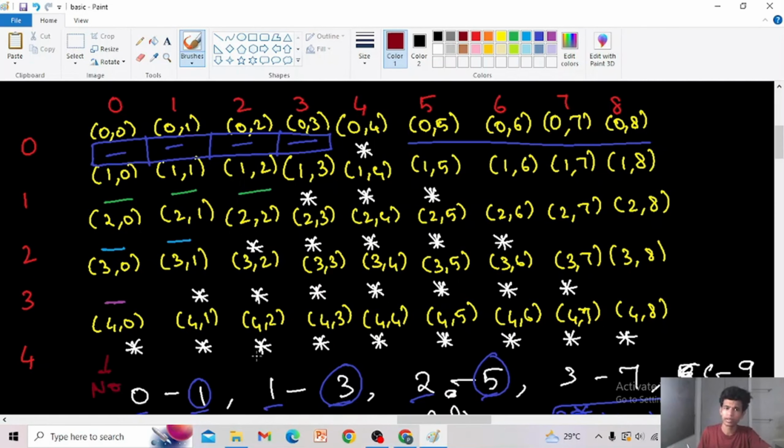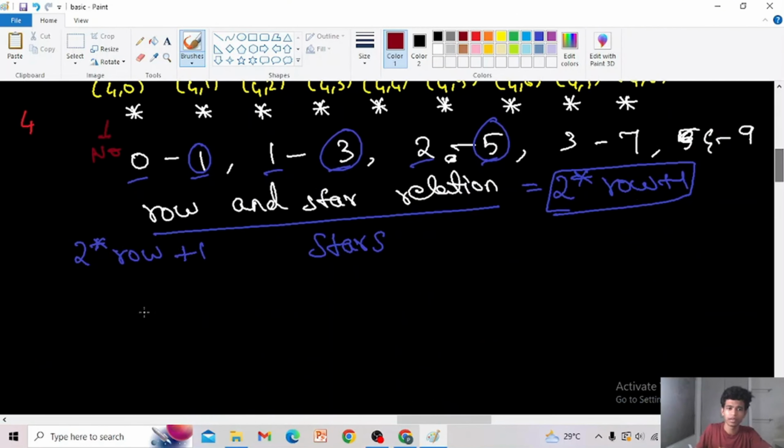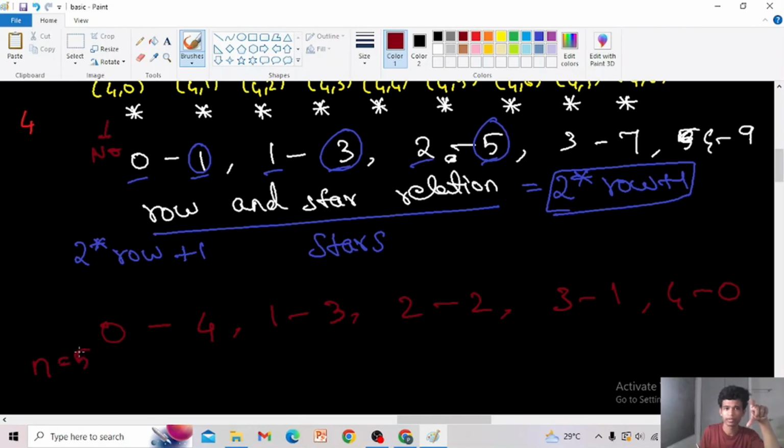From this observation, I can say, see here, at the 0th row, I have 4 spaces. At the first row, I have 3 spaces. Second row with 2 spaces. And then third row with 1 space. And fourth row with 0 spaces. So I can say, how many spaces are there? Take for example, n is 5, right? I can say n minus row minus 1.